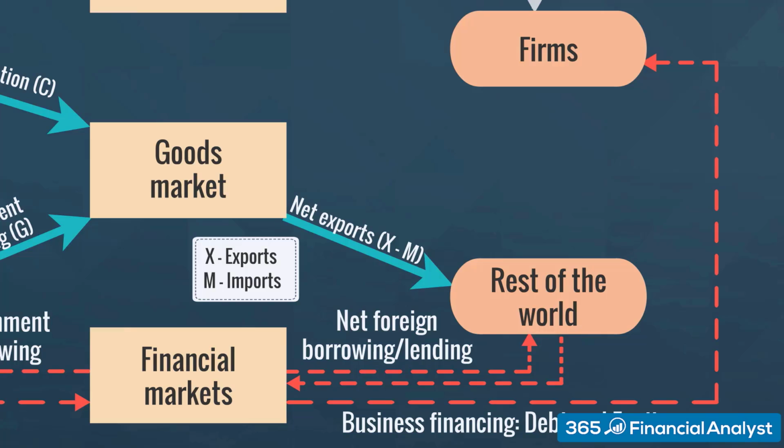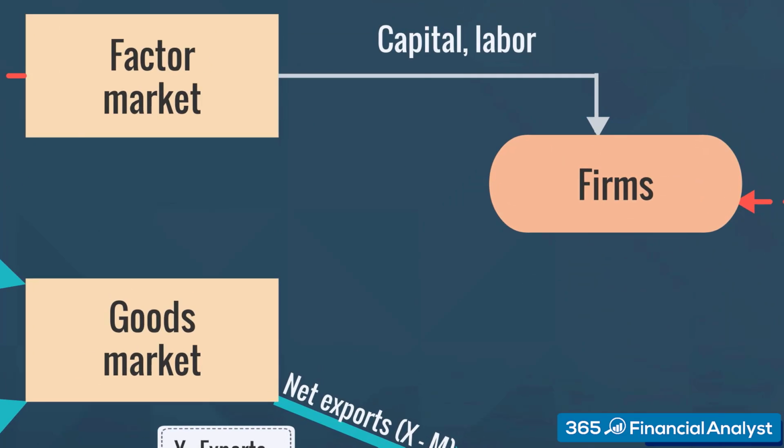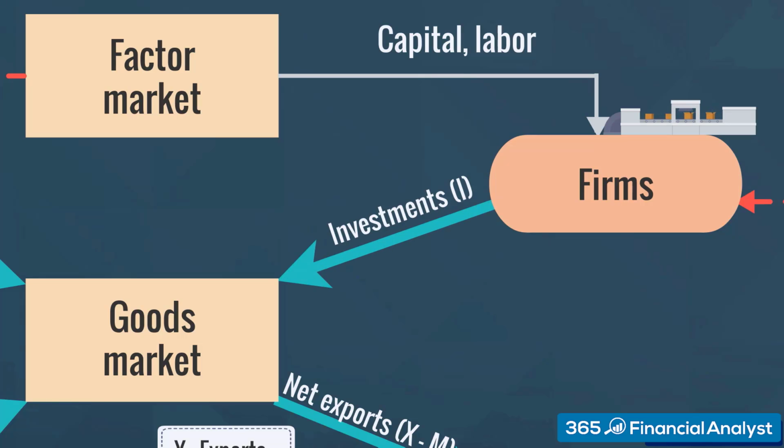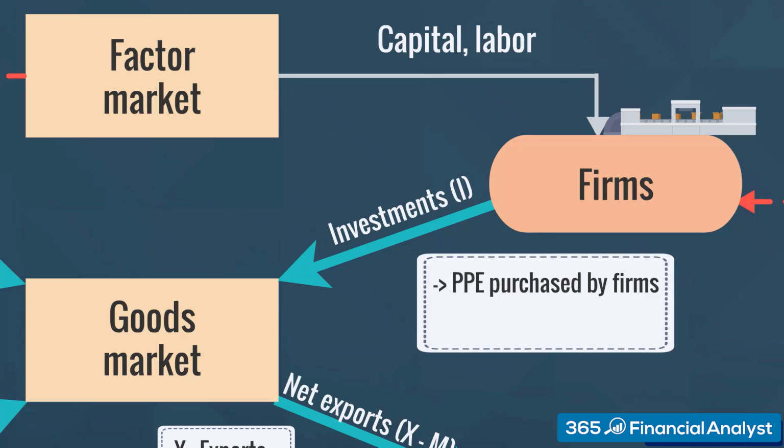Foreign countries are another principal player on the market for goods and services. And the last major participant in a given economy, companies, or the business sector. The funds firms raise from the financial markets, plus the capital and labor resources they receive from the factor market, allow them to produce goods and services. Part of the income generated is invested in the goods market in the form of capital goods, also known as property, plant, and equipment. Besides that, the business sector also needs machines and tools to build productive capacity, so they buy these from the goods market.